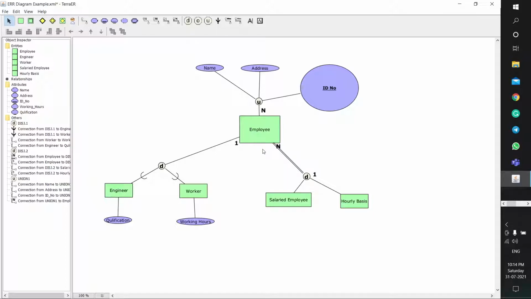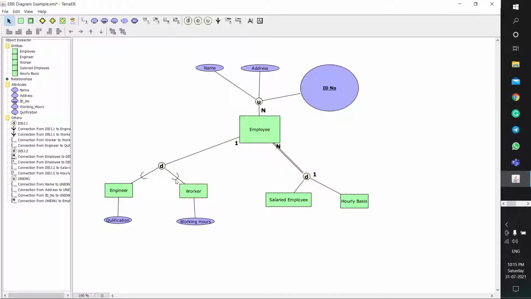So n employees will have name, address, ID numbers, but only one employee can be either an engineer or a worker. So there will be a disjoint, we can see here, engineer or a worker. For an engineer there should be some qualifications, whereas for a worker there should be working hours. So employee will have a salaried employee and then hourly basis. N employees will be considered into a disjoint of both, that is salaried employee or an hourly basis.